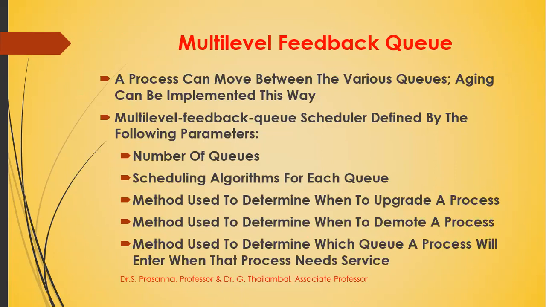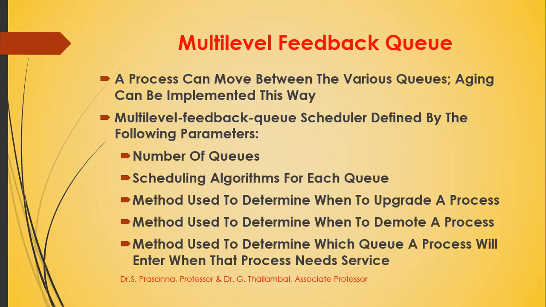Multi-level feedback queue scheduling is nothing but moving the process between the queues in order to make the aging get completed. So the multi-level feedback queue scheduler is defined by the following parameters. Number of queues: if the number of queues gets increased, automatically aging needs to be increased. Scheduling algorithms for each queue: each queue can have different scheduling algorithms. Method used to determine when to upgrade a process.